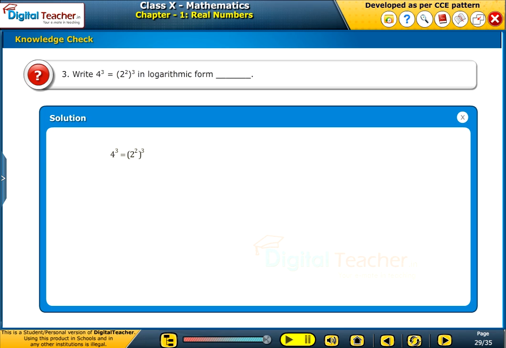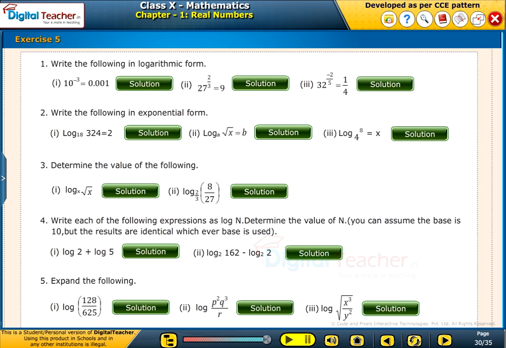Given 4 power 3 equal to 2 power 2 whole power 3. By solving, we get 64 equal to 2 power 6. Therefore, its logarithmic form is log 64 to the base 2 equal to 6. Let us solve a few exercise problems. Click the tab to view solution.